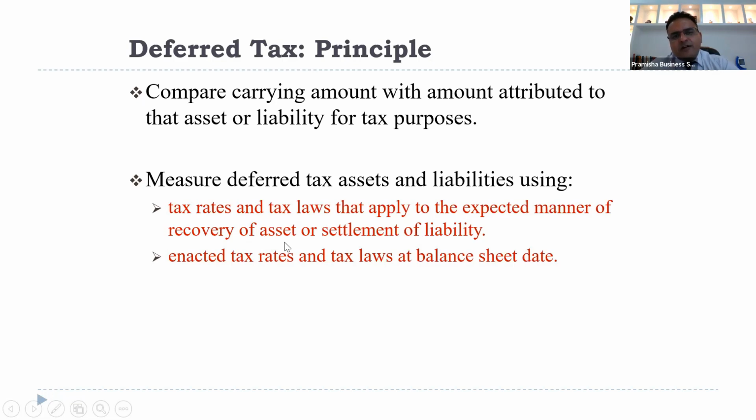We plan to recover it by 20,000 every year in the accounting books, but tax authorities are allowing us to recover 50,000 in year 1, 50,000 in year 2. That will result in a difference, resulting in a tax consequence. We record it as DTA or DTL. Enacted tax rates apply, so we will apply the tax rate. Suppose 30% is the tax rate, you apply 30% on the difference and record DTA or DTL.